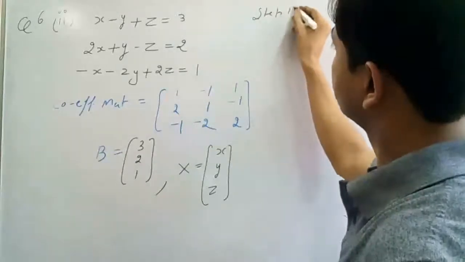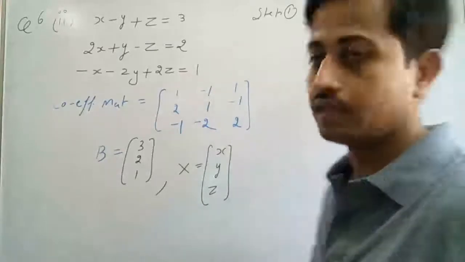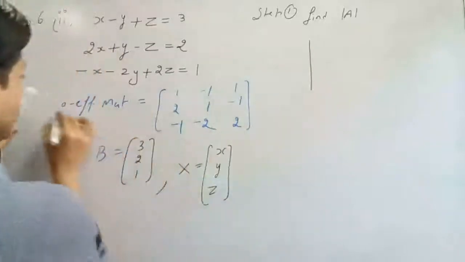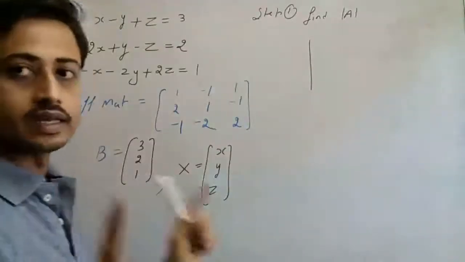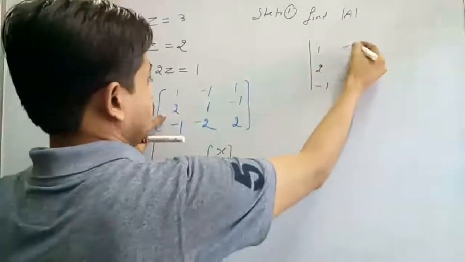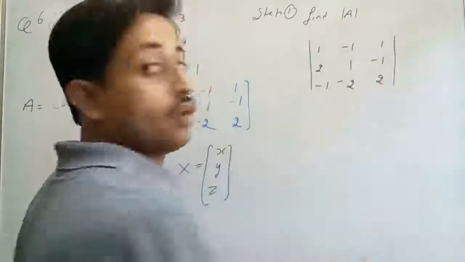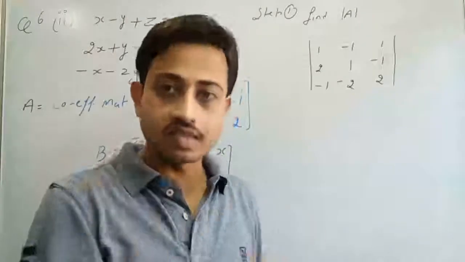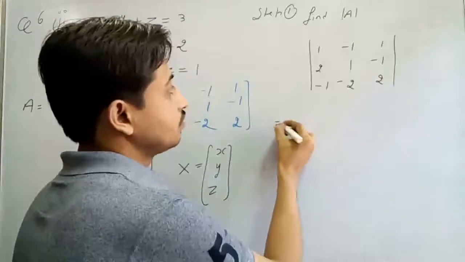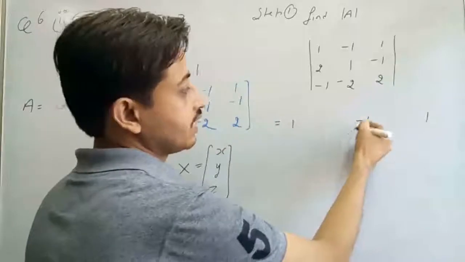Now step 1. Step 1 is to find the determinant of A. This is our first step. The coefficient matrix is your A matrix. So solve this please: 1, 2, minus 1, minus 1, 1, minus 2, 1, minus 1, 2. Do it yourself, I am also doing it. So what's the determinant? We have to first write the element signs. Now this is positive, this is negative, so it becomes positive.